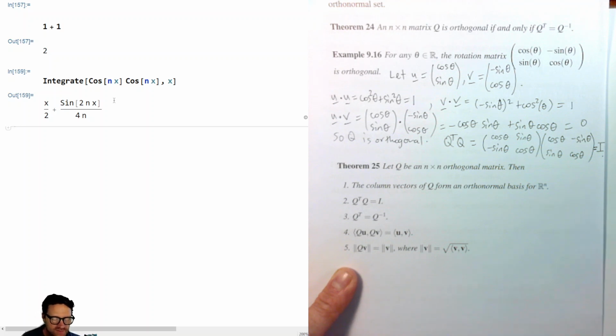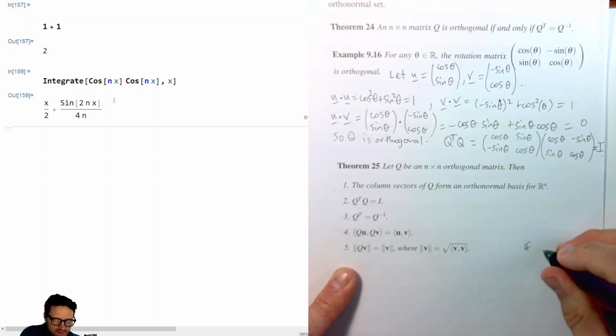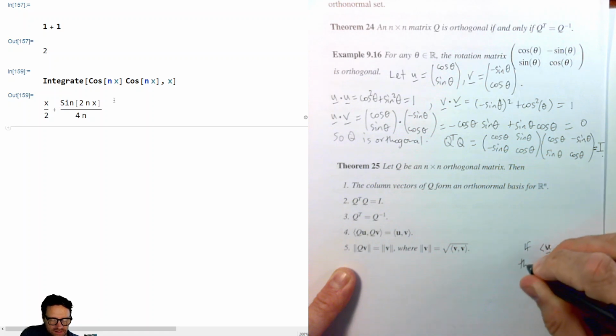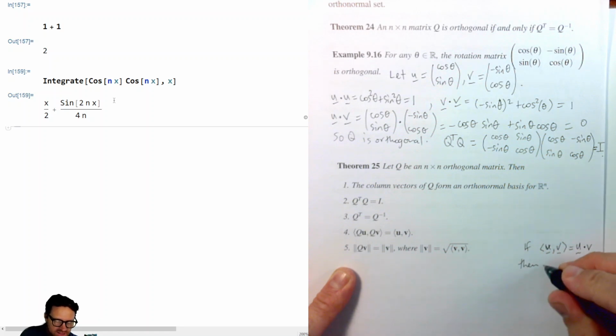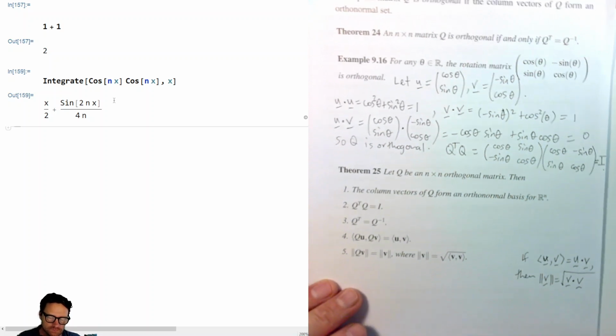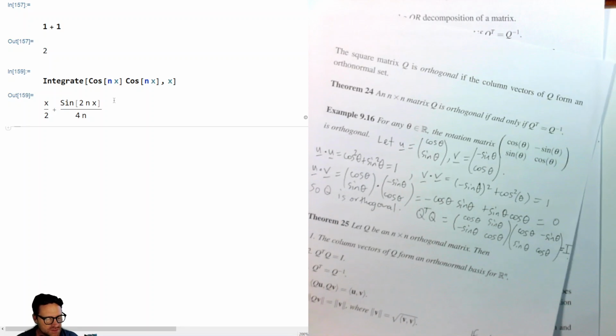So notice if the inner product of U with V happens to be the dot product, then what this says here is that the norm of V is the square root of V dot V. Okay, which is what we would expect. Okay, let's move on to the next page.